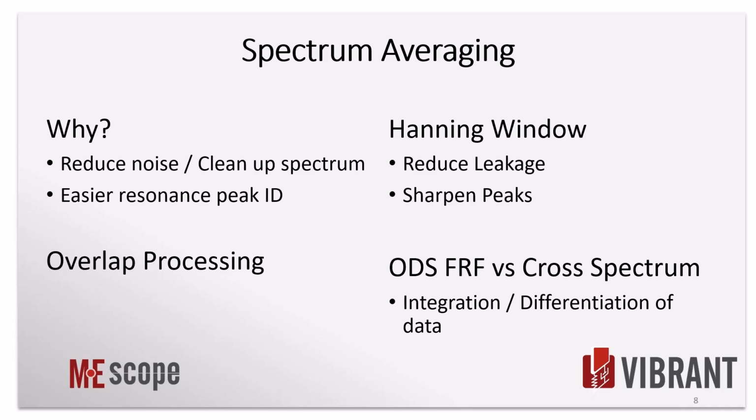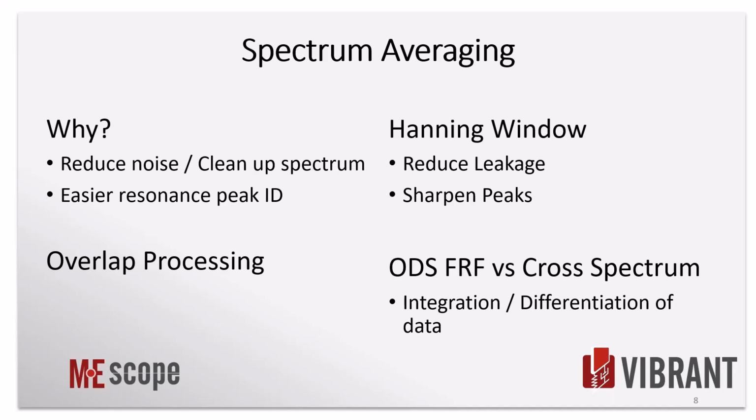For a lot of rotating reciprocating machinery guys, you're used to using a Hanning window to reduce leakage and sharpen the peaks within the FFT. Same concept, same availability in videos here, no different than MEscope VES, so you can utilize it the same way and sharpen your peaks up.